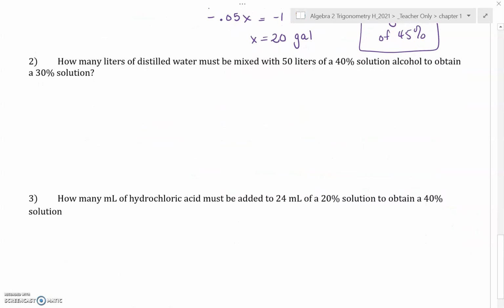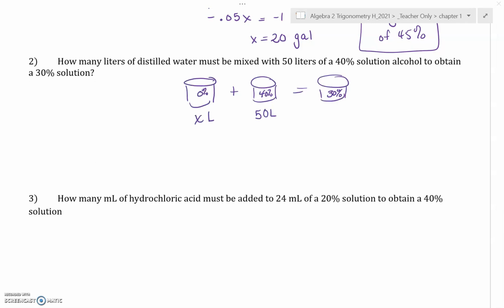Okay, let's do another one. Go ahead and read number 2 and see if you can set that one up and end up with an equation. Go ahead and pause the video and then come back when you're done. Let's check your equation. So if you have distilled water, you have 0% alcohol. So 0 times X plus you have a 40% solution, and there are 50 liters. So 40% of those 50 liters are alcohol.